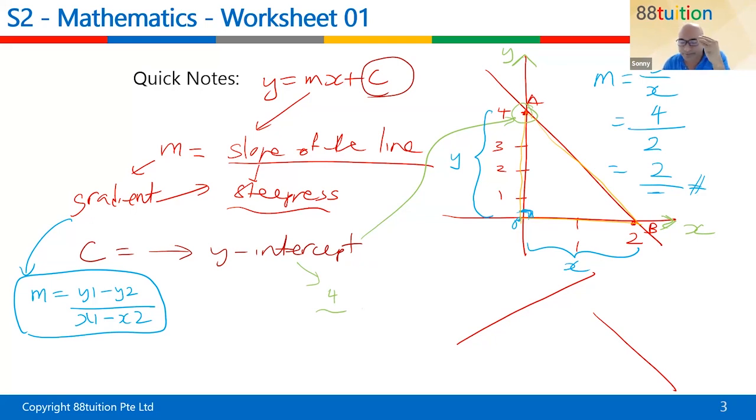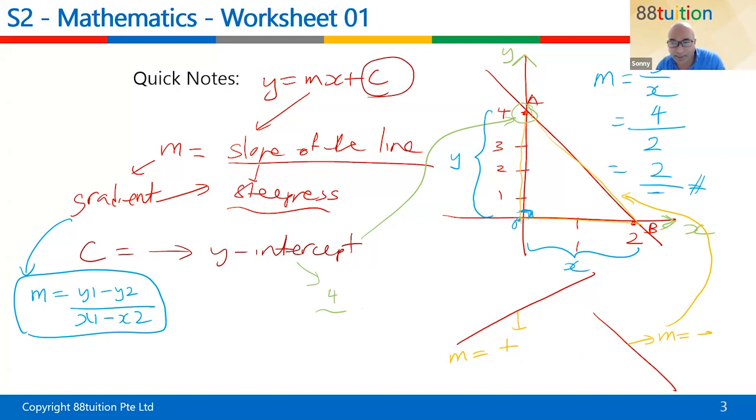Try to remember this. You can memorize it if you want. If the line is sloping upwards from left to right, like this, the gradient is always positive. M is always positive. If the line is sloping downwards from left to right, the gradient will be negative, right? So in this case, the line is sloping downwards, so it must have a negative gradient.